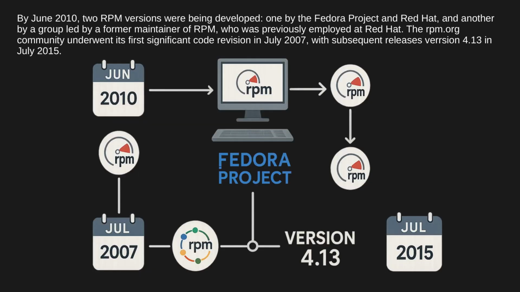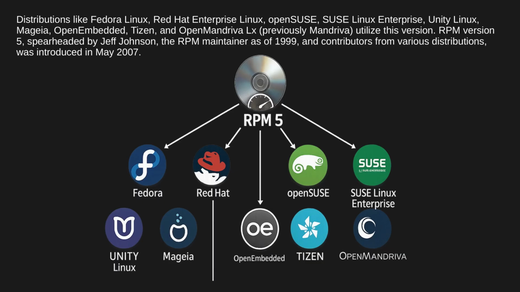By June 2010, two RPM versions were being developed, one by the Fedora project and Red Hat, and another by a group led by a former maintainer of RPM, who was previously employed at Red Hat. The rpm.org community underwent its first significant code revision in July 2007, with subsequent releases, version 4.13 in July 2015. Distributions like Fedora Linux, Red Hat Enterprise Linux, OpenSUSE, SUSE Linux Enterprise, Unity Linux, Mageia, OpenEmbedded, Tizen, and OpenMandriva Lx, previously Mandriva, utilize this version.